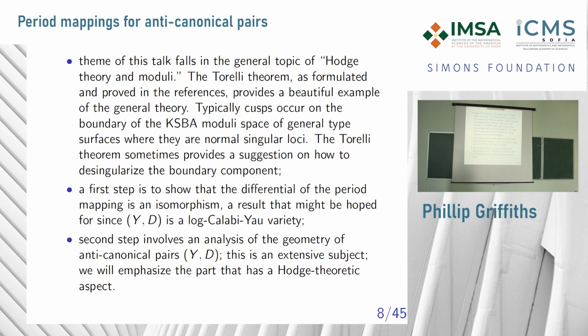The second step, so this is what's involved in the proof of Torelli. And the second step of what one wants to do then is look at the proof of Torelli and let that guide you to analyzing the geometry of this pair and produce the isomorphism in the statement of the result.